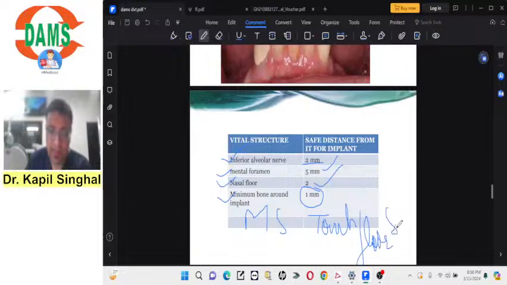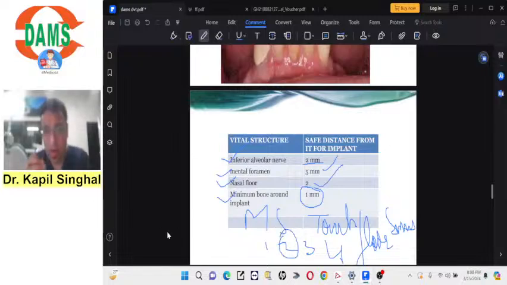You can touch the floor of the sinus. If you don't have such an option and the options are 1, 2, 3, 4 millimeters, then the better answer would be 2 millimeters. Okay. If you have to choose a numerical value for the distance from the maxillary sinus, then the answer would be 2 millimeters. But if you have an option, you can touch the floor of the maxillary sinus, that would be a better answer. Okay.